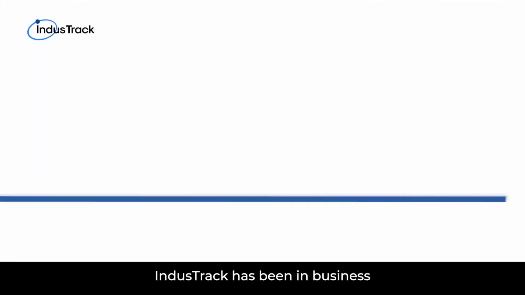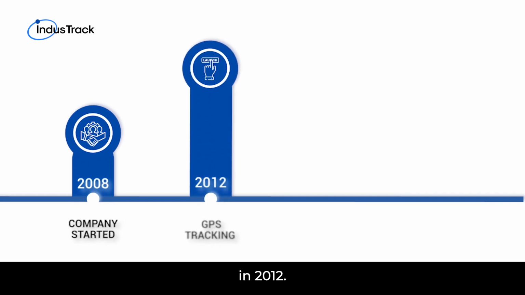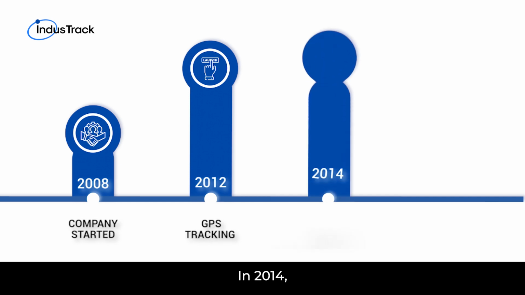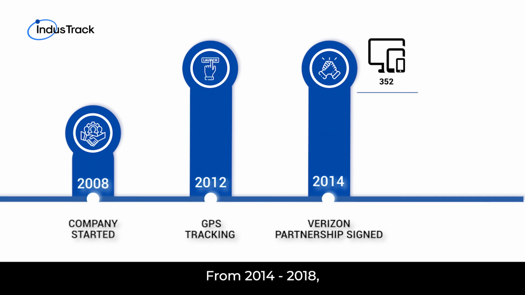Industrack has been in business since 2008. Our first product was launched in 2012, a fully functional GPS tracking platform. In 2014, an Industrack and Verizon Wireless partnership was signed to sell our solutions to Verizon customers. From 2014 to 2018, we experienced significant growth and reached our milestone of 10,000 devices installed nationwide.